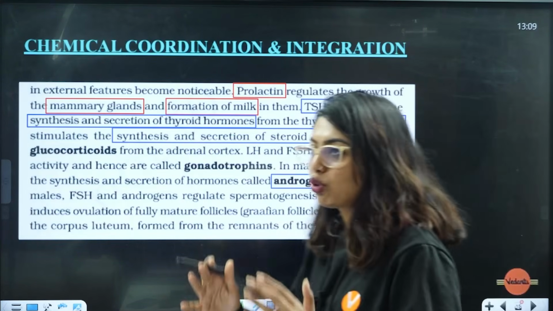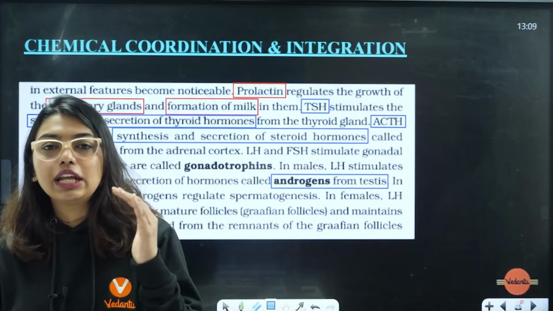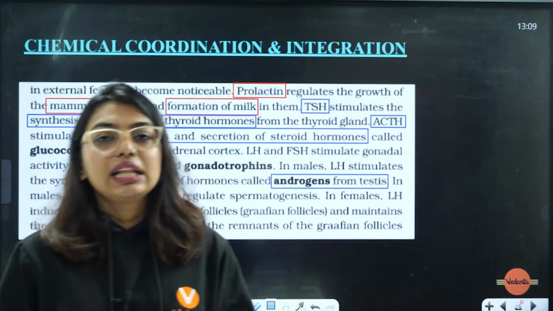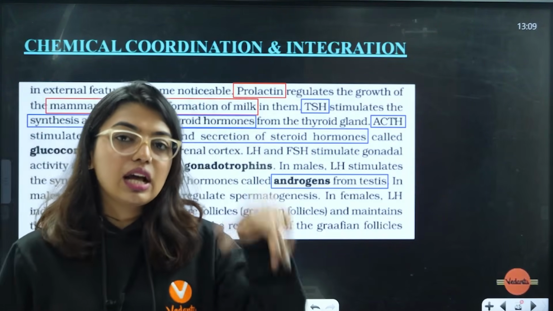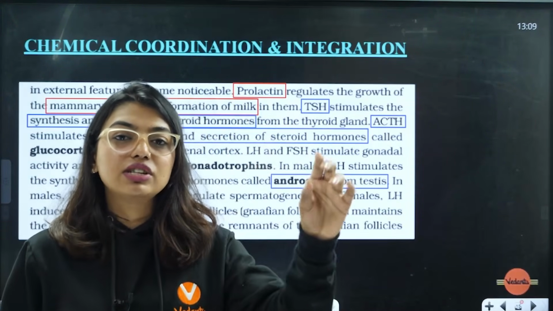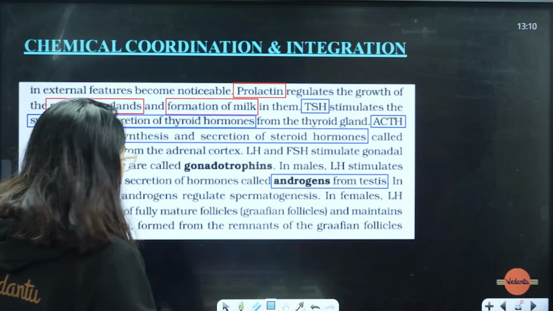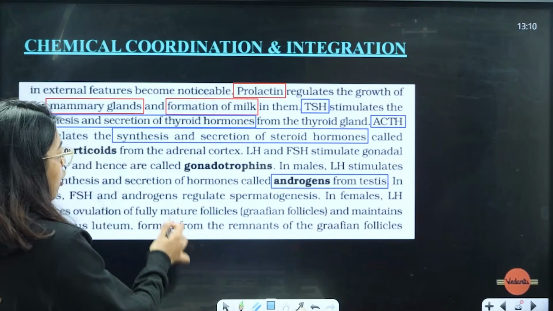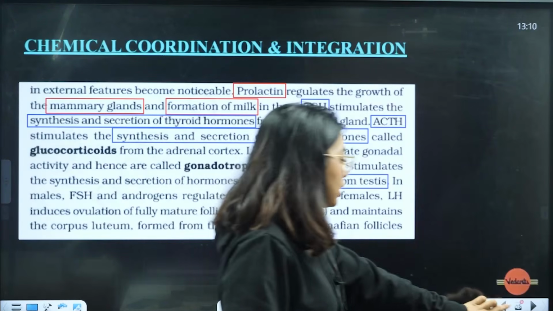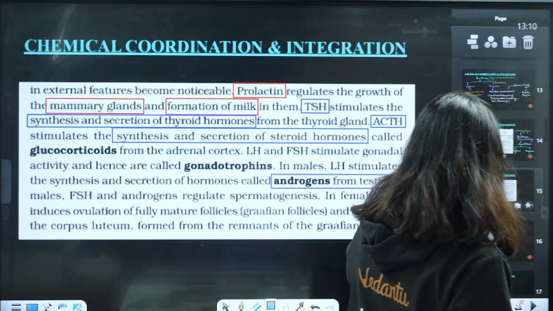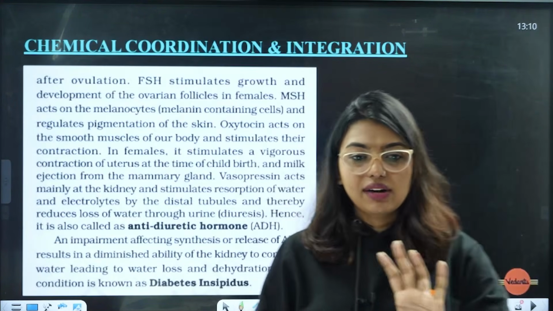One day before the 14th day, our LH is at its peak. That is the LH surge, and because of the LH surge, ovulation happens. The Graafian follicle ruptures and releases the secondary oocyte. LH also maintains the corpus luteum formed from the remnants of the Graafian follicle. We almost know all this, but we still have to study it.